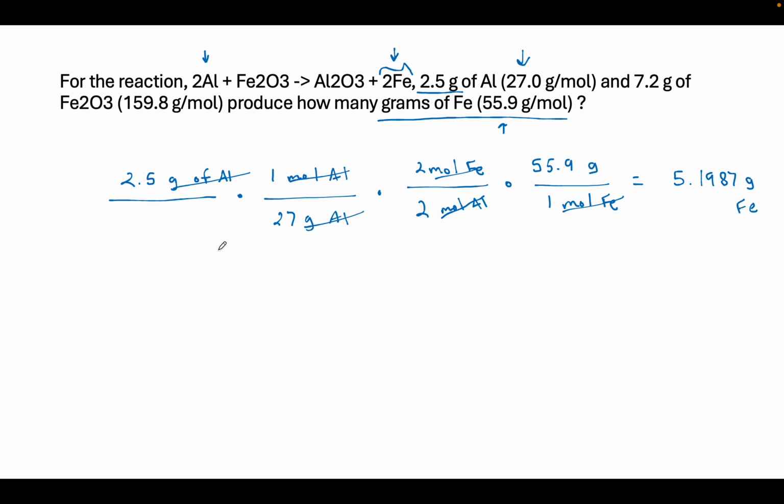So go ahead, try out the second one. You have to go Fe2O3. For Fe2O3, they give you 7.2 grams of Fe2O3 over 1. So go ahead, you can pause the video. Try to go from Fe2O3 to iron, because again, they're trying to figure out what's the amount of iron that we're going to get. So go ahead.